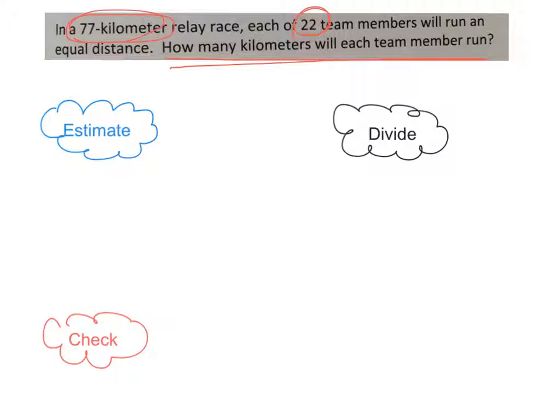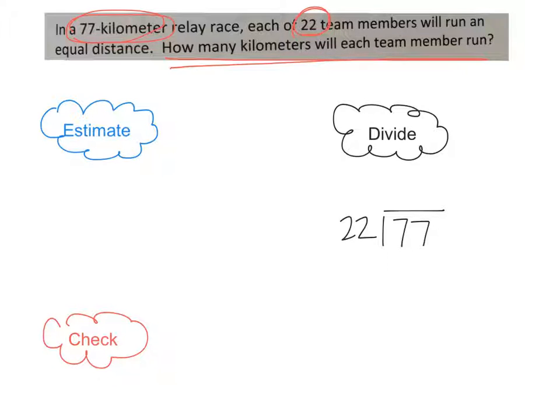What's our whole? What are we splitting? Arhan, what's our whole in this problem? In this problem, our whole is 77 because that's the total number of kilometers we're splitting. Now, what's our divisor? We're going to divide that 77 by what? How many people? Itai? 22. Okay, so our division problem that we're going to set up is 77 divided by 22.